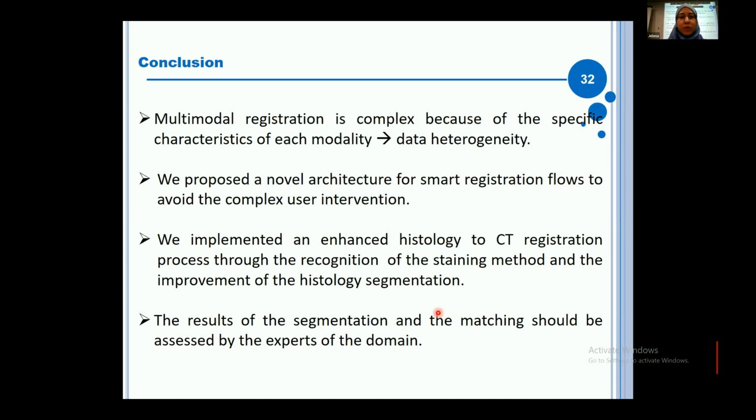To conclude, multimodal registration is complex because of the specific characteristics of each modality. The data is heterogeneous. For this, we proposed a novel architecture for smart registration flows to avoid the complex user intervention. We implemented an enhanced histology to CT registration process through the recognition of the staining method and the improvement of the histology segmentation. And the results of the segmentation based on the staining recognition should be assessed by the experts of the domain for sure.